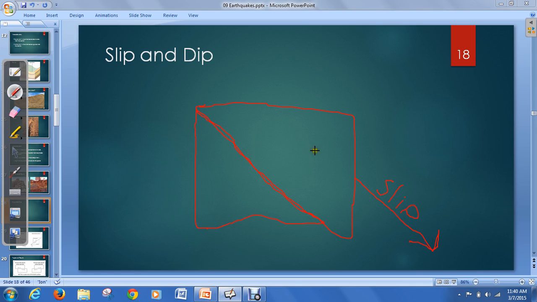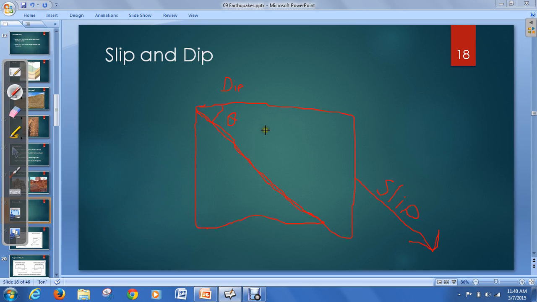And then this angle right here, how much it's starting to dip relative to where the ground would be. If you imagine a flat line across the top, this angle of how far down it's going is the dip of the fault. So there's the dip and the slip.